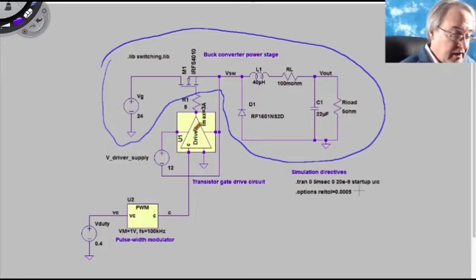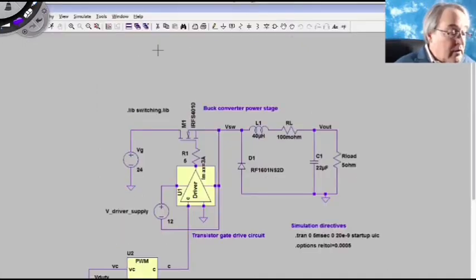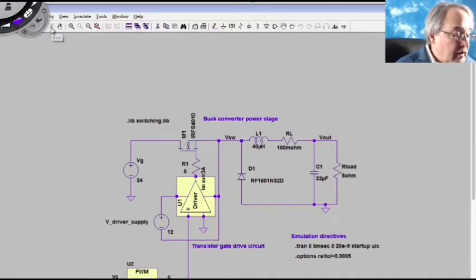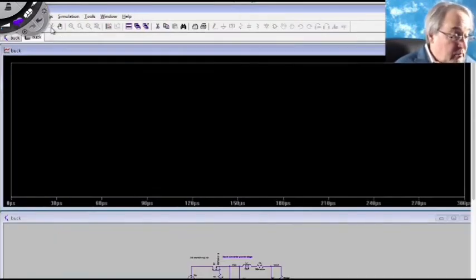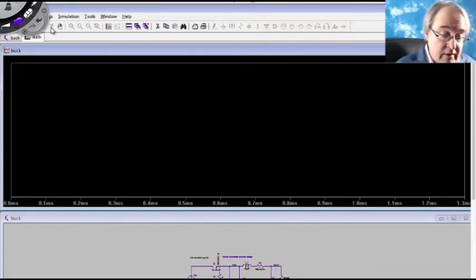This signal C goes into the driver. The driver produces an output voltage to drive the gate of the MOSFET with respect to its source, at the proper voltage to turn the MOSFET on and off according to the signal C. So to run the simulation, we put the cursor on the run button, the little running person there, and click it. It will take maybe 10 or 20 seconds for the simulation to run.